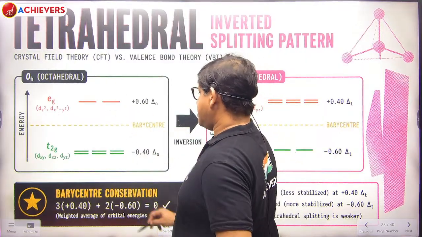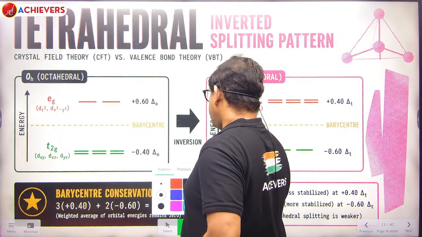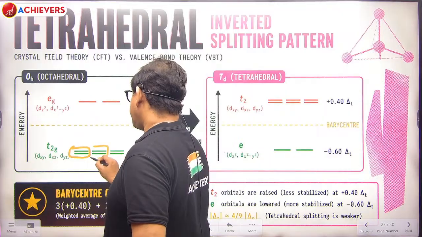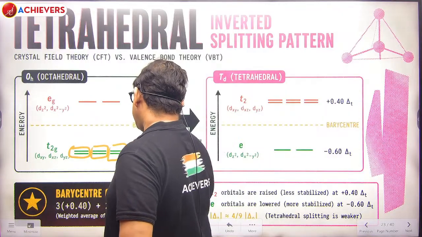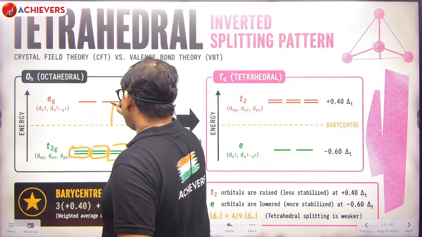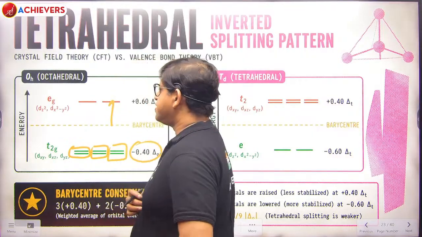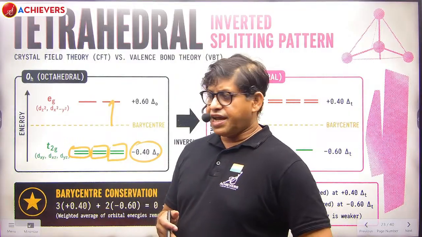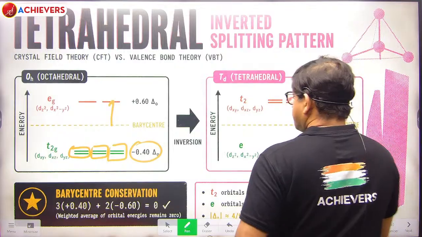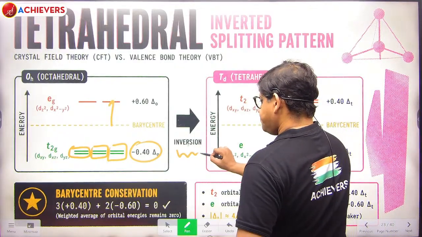This is octahedral. You can see here the t2g set of orbitals, dxy, dxz, dyz, lowered by minus 0.40, while the other set is coming up. In the previous video we actually derived this, and this goes up by plus 0.60. Now we are facing an inversion here.